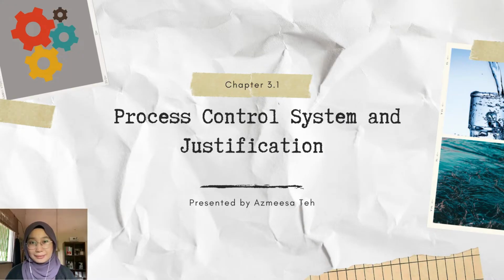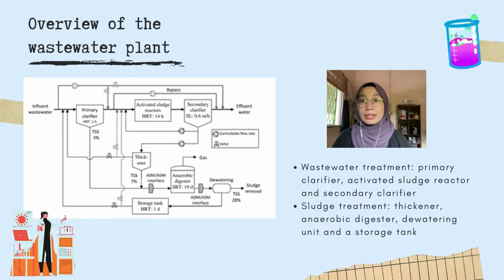Thank you. Hi, my name is Azmeesa and I will be explaining the process control and its justification. To start, let's take a look at the overall wastewater treatment plant. This is a typical urban wastewater treatment plant that uses activated sludge as a treatment method. There are two main parts, which are the wastewater treatment plant and sludge treatment. Some of the units in the plant are clarifier, activated sludge reactor, anaerobic digester, and storage tank.